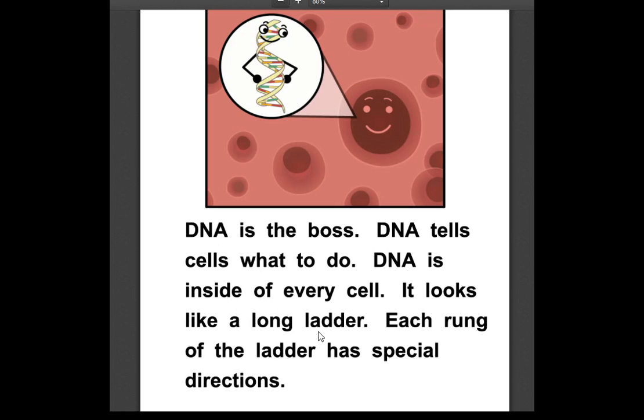It looks like a long ladder. Each rung of the ladder has special directions. So if you were to look at cells and DNA really closely with a microscope, you would see here are the rungs of a ladder, the stuff going across. Okay? And this is what tells the cells what to do.